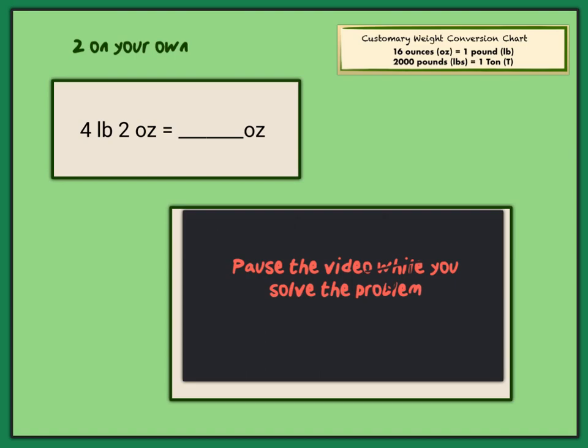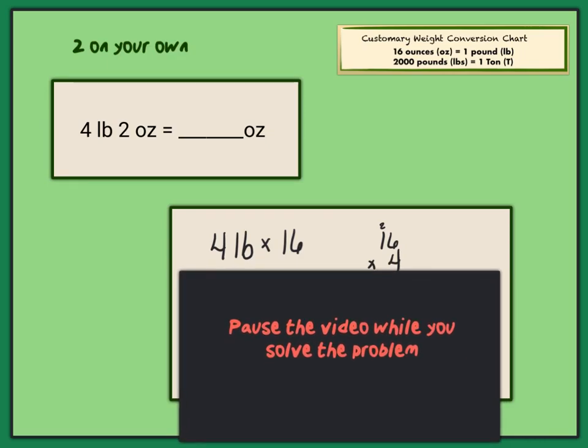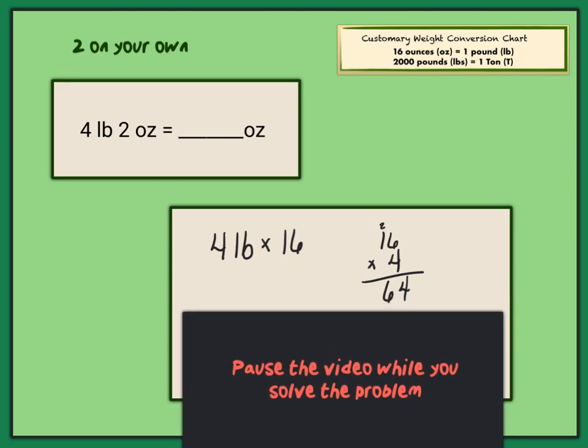Okay, hopefully you had an opportunity to complete your work. So here again, I'm looking at 4 pounds. Pounds is a larger unit than ounces, so I'm going to have more ounces to make up that amount. My 2 ounces here matches my unit over here, so I don't have to convert that. All I want to focus on right now is converting the 4 pounds to ounces. Up here, I can see that there are 16 ounces in each pound, so I'm first going to be multiplying those 16 ounces by 4, because I have 4 pounds, and when I multiply 16 ounces by 4 pounds, I'm going to get 64 ounces.